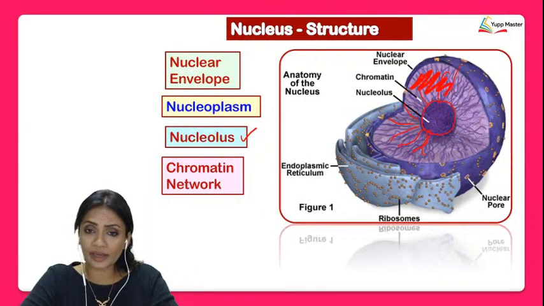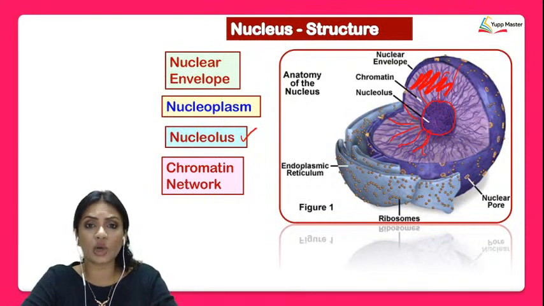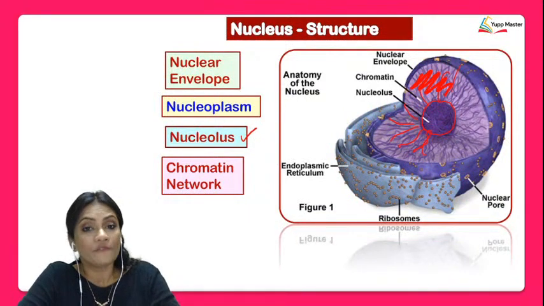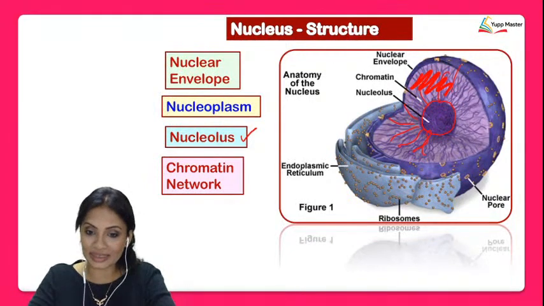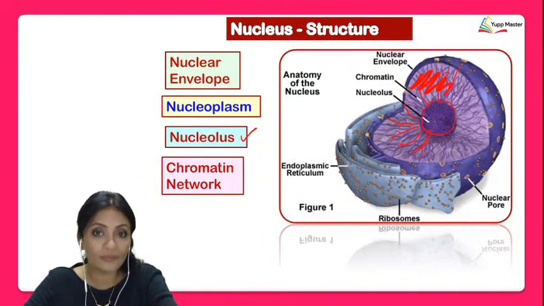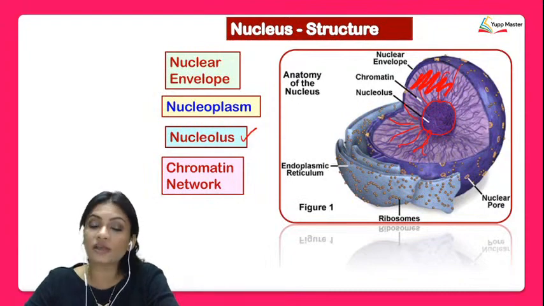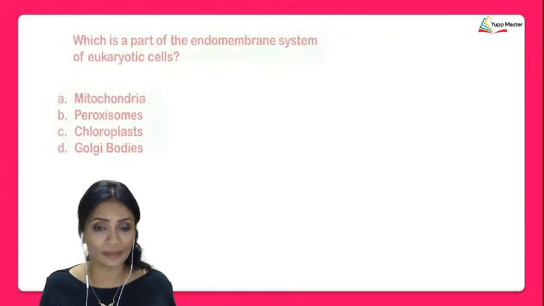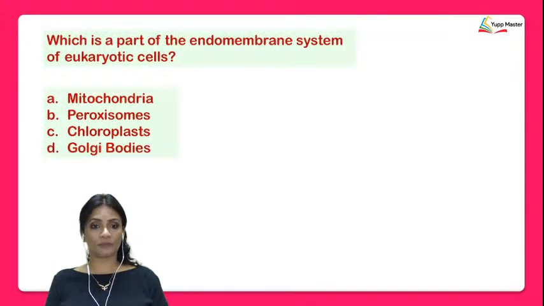So we've gone ahead, learned and discussed all the important functions and structures of the various cell organelles of eukaryotic cells. Now, if you're all with me, it is time that we discuss certain important MCQs from the eukaryotic cells. Are you all ready with me? Okay, let's see the first one.